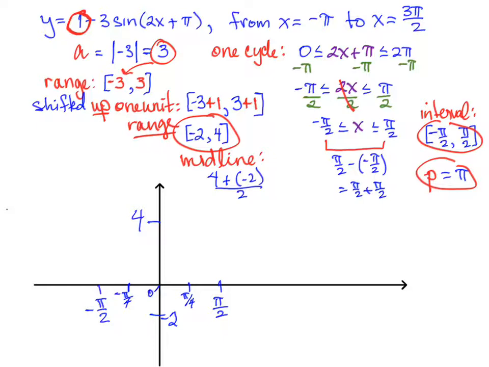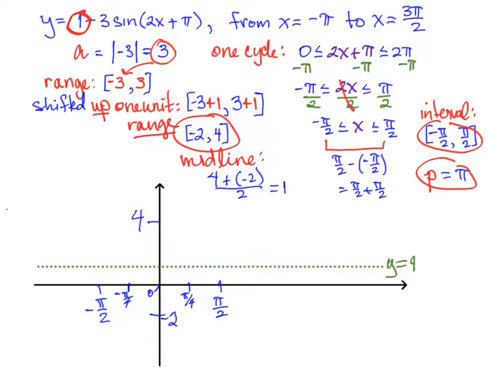I want to get the midpoint. So I go 4 plus negative 2 divided by 2. I just find the average of the highest and lowest number. So 4 plus negative 2 is positive 2, and positive 2 divided by 2 is 1. So 1 is halfway between negative 2 and positive 4. So that's where our midline is going to be. It's right about there.